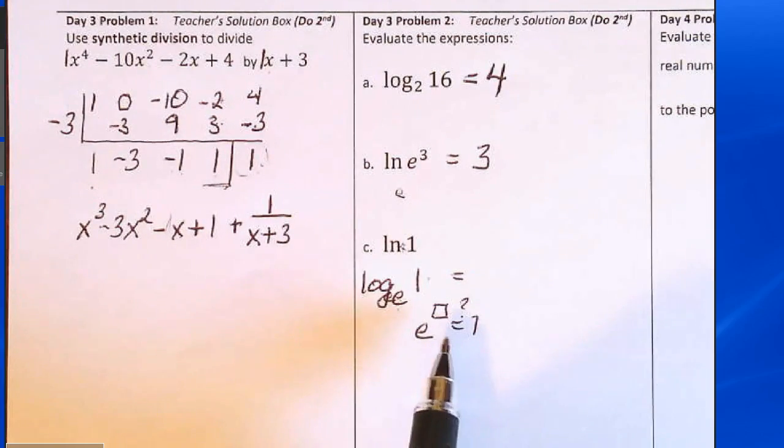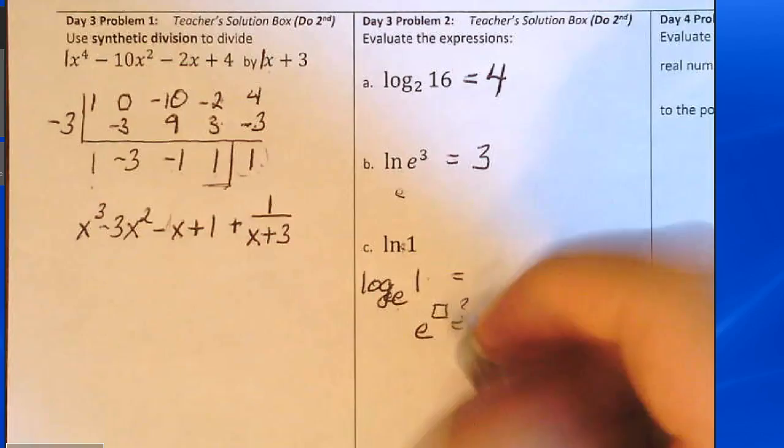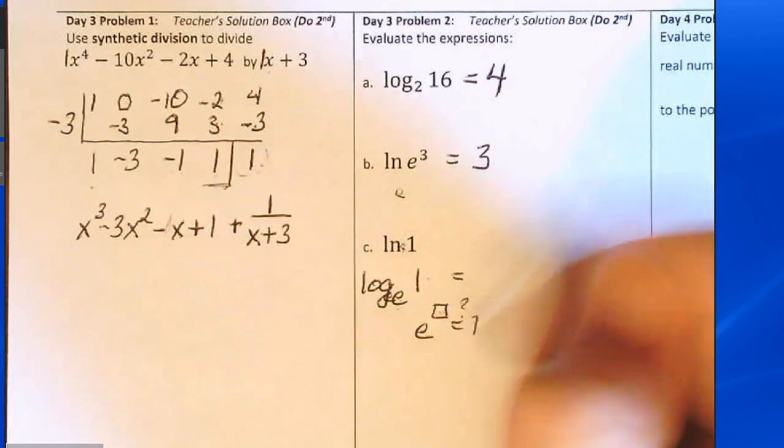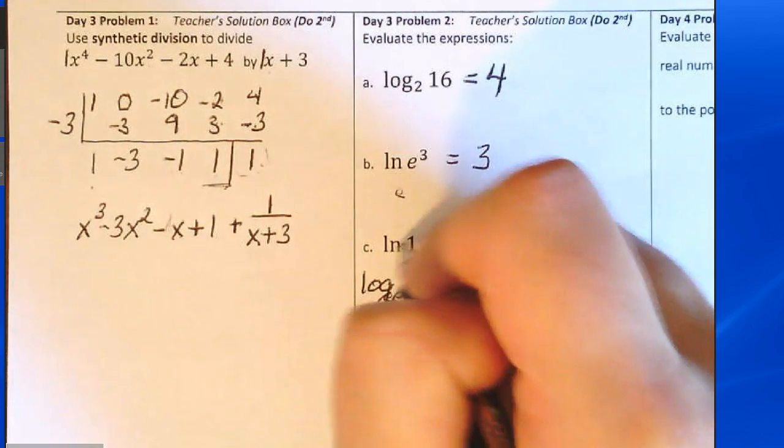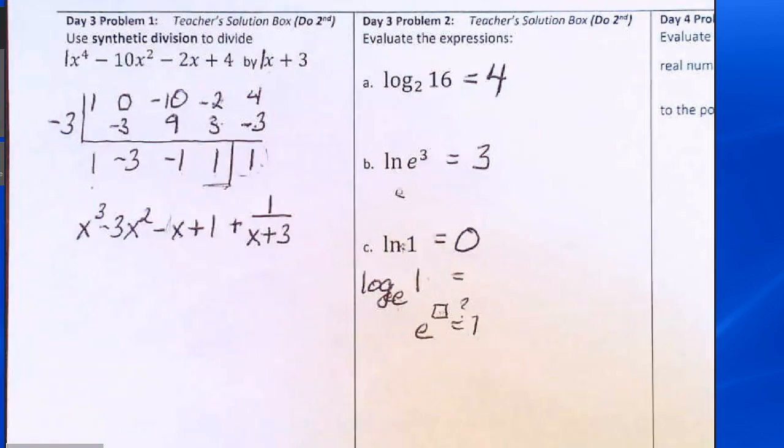Well, hopefully from algebra you remember a rule that said any number raised to the 0 power is equal to 1. And so that exponent has to be a 0. And so the natural log of 1 is 0.